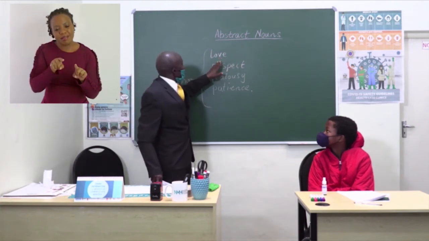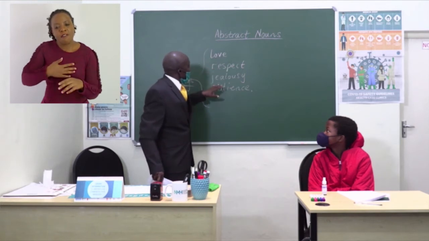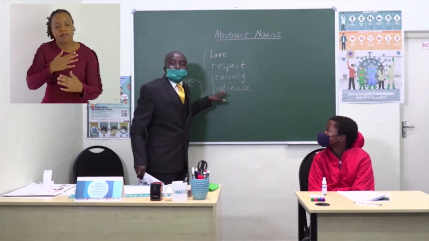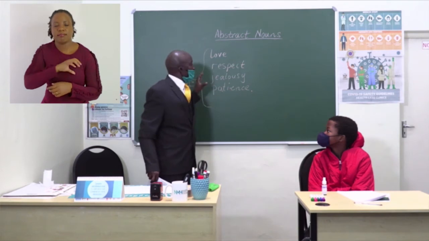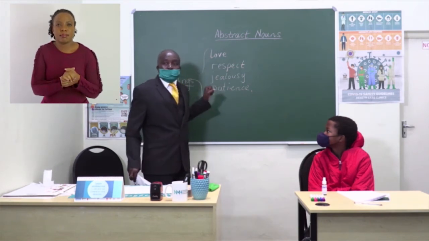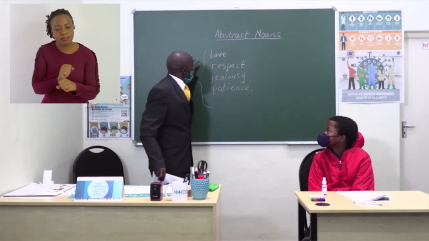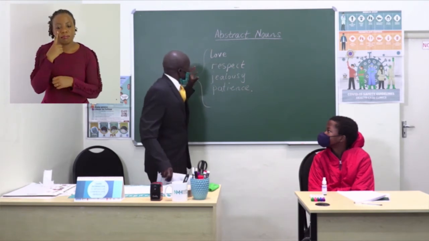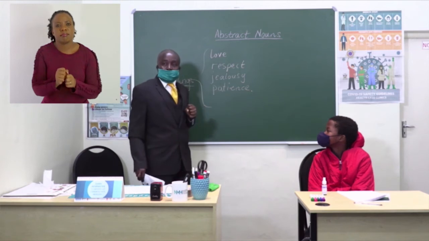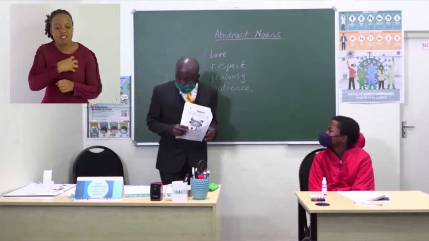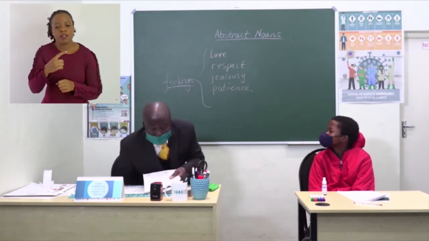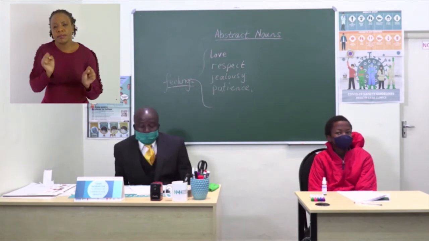Examples that I've written here are love, respect, jealousy, and patience. So these are intangibles. You can't touch them. You can't touch love. You can't see respect. You can't see jealousy or patience. That's something abstract, something that we cannot touch. Right, let's proceed.